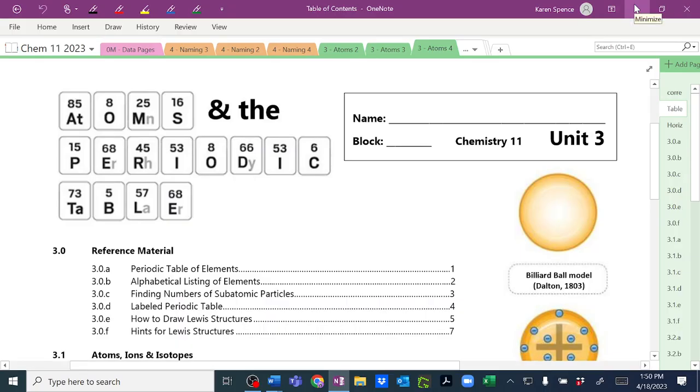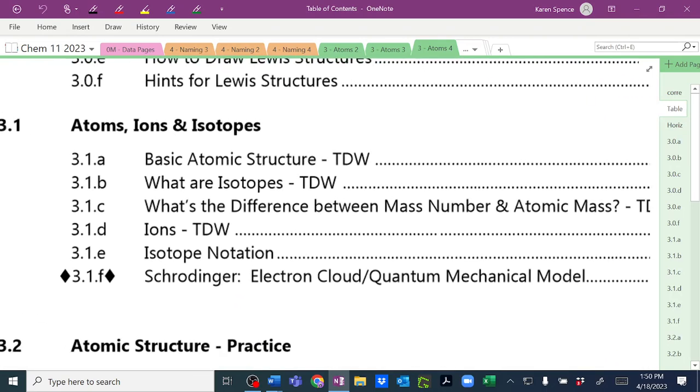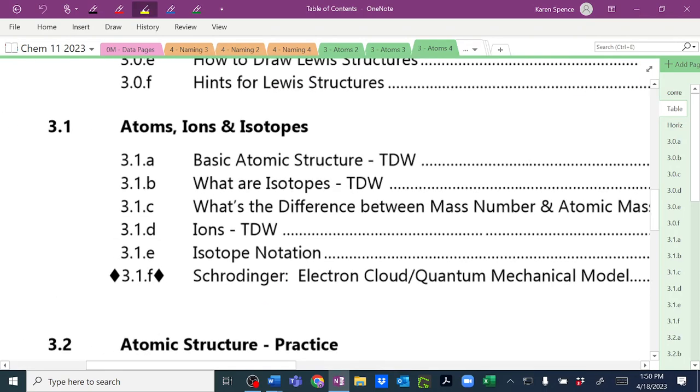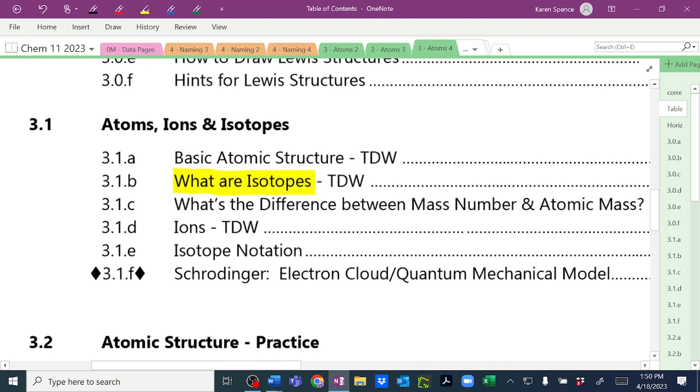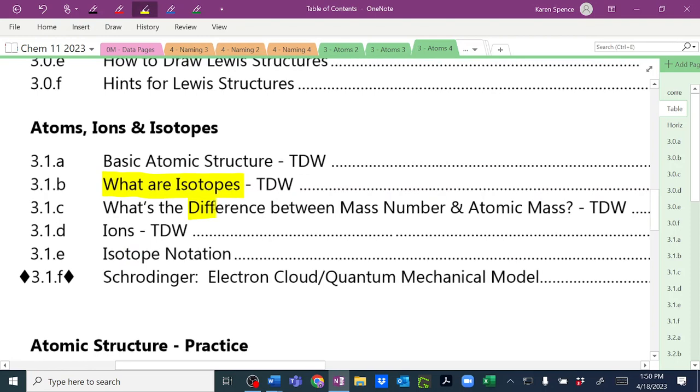Okay, so what will be on the test tomorrow? If you're on your front cover of your yellow book, you'll actually see most of what's going to be on there. We're going to start in 3.1. And you need to know what is an isotope. Okay, what are isotopes? You need to know the difference between mass number and atomic mass.